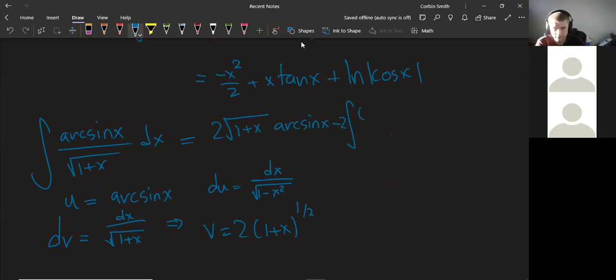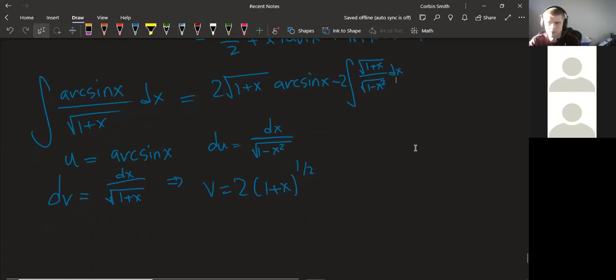so it feels off to me, but we'll continue. 2 times the square root of 1 plus x over the square root of 1 minus x squared dx. Okay, and we can simplify this into an integral we can solve. dx over the square root of 1 minus x. Should that just be minus what I got for this thing right here? Let's check. Yeah, with a minus in the parentheses as well.